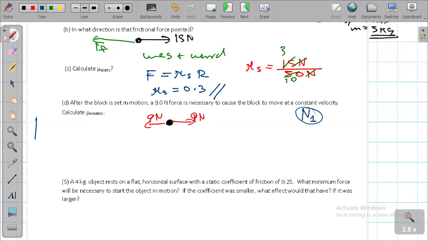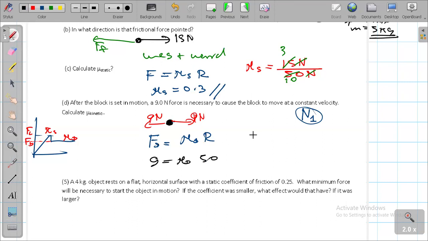So according to the graph, can you remember? This is called FL, limiting friction. This is called FD. So the mu D is here, mu static is higher. So let's find FD is equal to mu D R. R does not change. FD is equal to 9 is equal to mu D times R. R is 50.